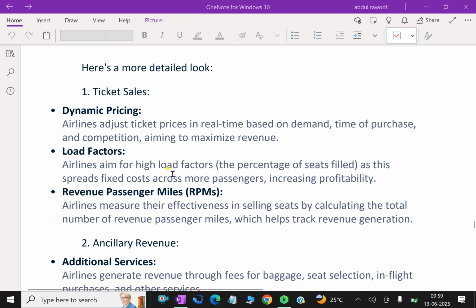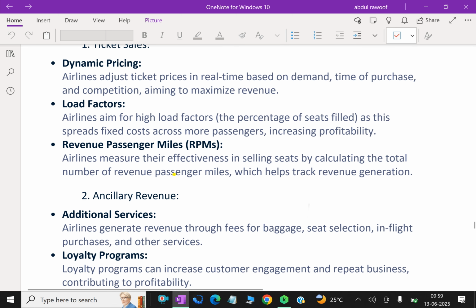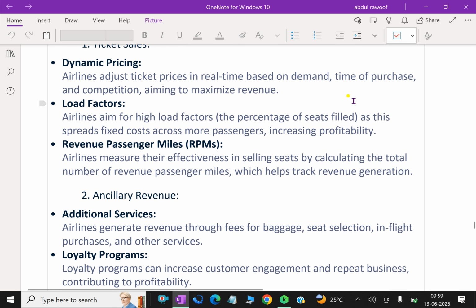Dynamic pricing. Airlines adjust ticket prices in real time based on demand, time of purchase, and competition, aiming to maximize revenue. Load factors. Airlines aim for high load factors, that is the percentage of seats filled, as this spreads fixed cost across more passengers, increasing profitability. Revenue passenger miles, RPMs. Airlines measure their effectiveness in selling seats by calculating the total number of revenue passenger miles, which helps track revenue generation.